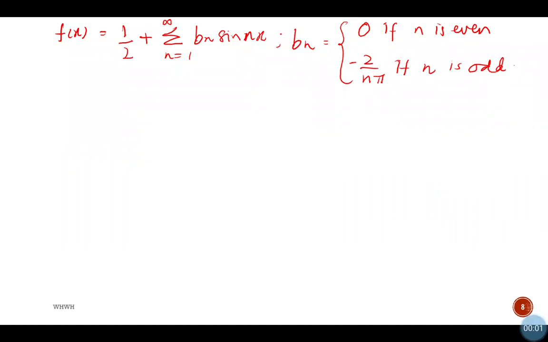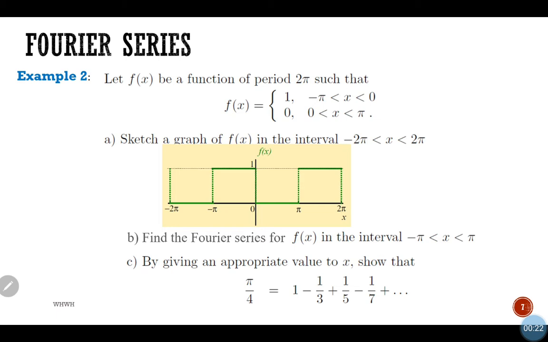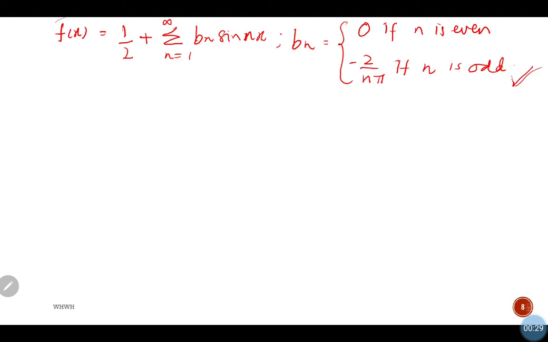Class, so now we come to the second part of the video for today's asynchronous lecture. Tadi saya stop dekat here, right? We have found the Fourier series for example number 2, where our f(x) here is equals to this. So the Fourier series for this f(x) is equals to this.